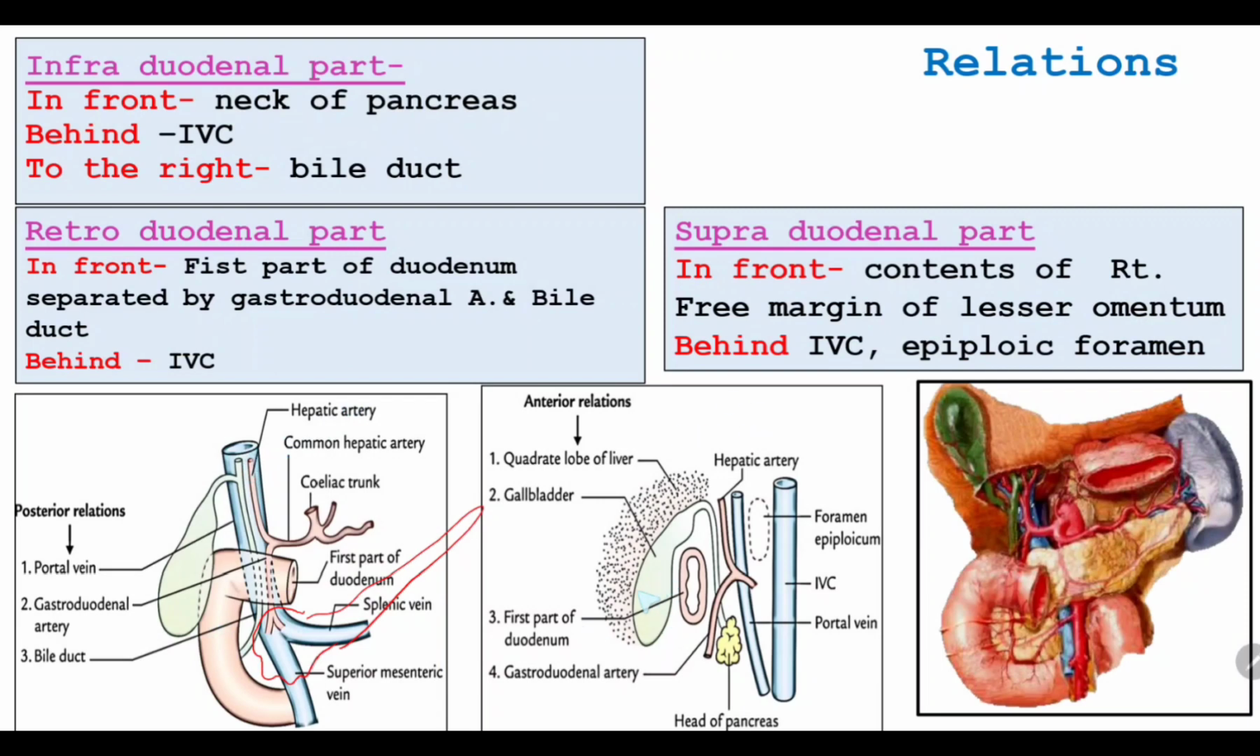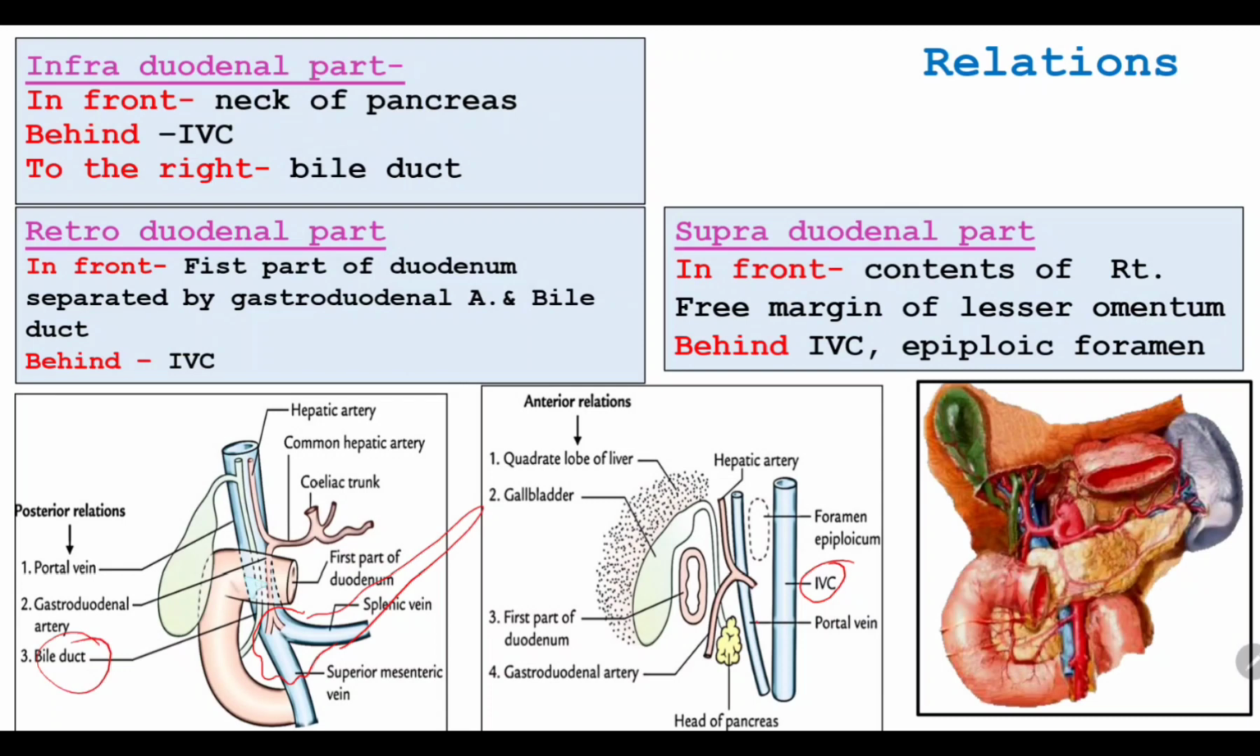Okay, so look at this diagram. Here we can see the liver and gallbladder. I told you the infraduodenal part is related anteriorly to the neck of the pancreas, and behind the portal vein we have the inferior vena cava. To the right of this portal vein we have the bile duct.